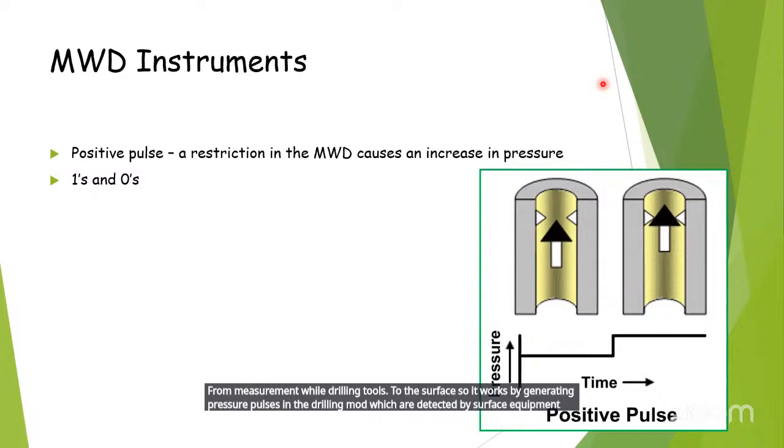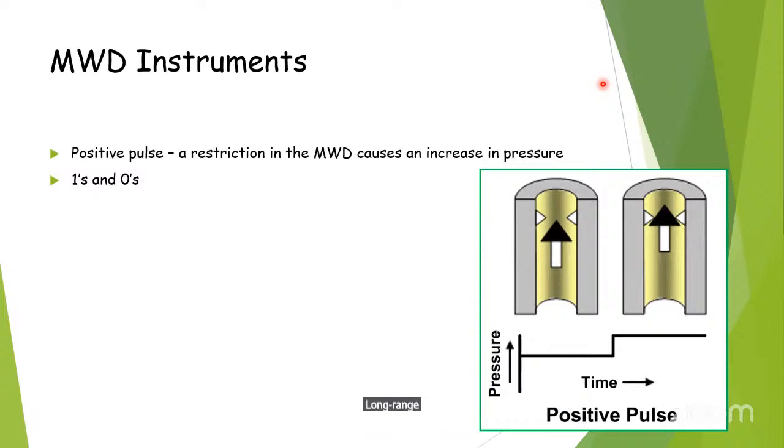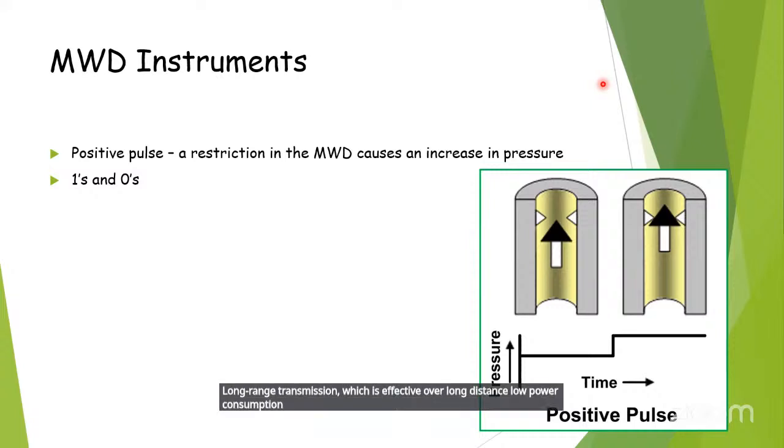Also, from the advantages of positive pulse, which is reliable in high flow rate, works well in deep wells, long range transmission, which is effective over long distance, low power consumption, which is efficient for extended drilling operation.